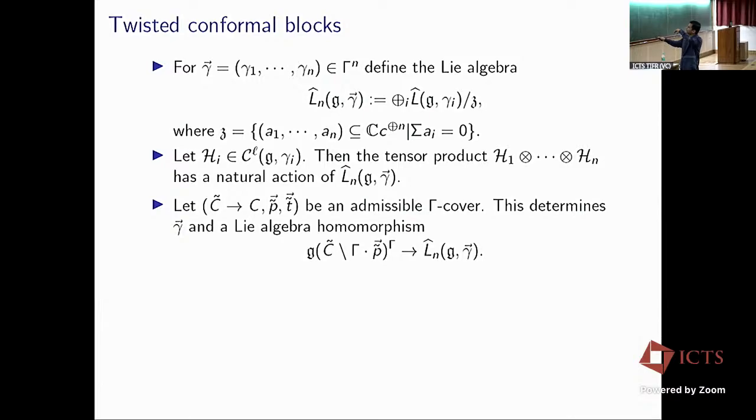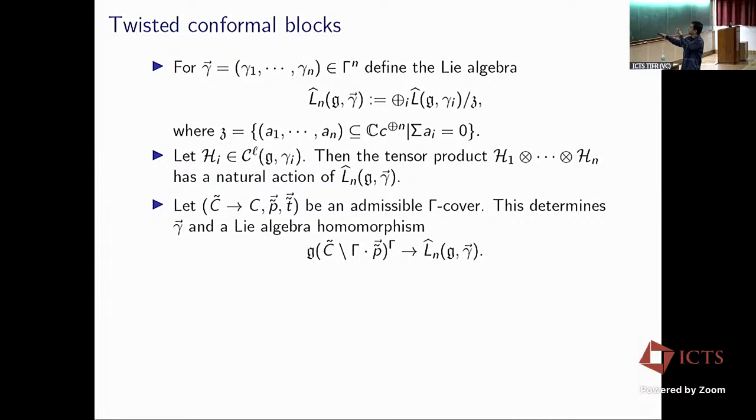Right? And so then I'm taking maps from this punctured curve to G, which are gamma equivariant. Okay, so this is a Lie algebra. It's basically all maps from this punctured curve to G which are gamma equivariant. And now around each puncture, you can take a punctured formal disk and expand along the formal parameters at every marked point here.